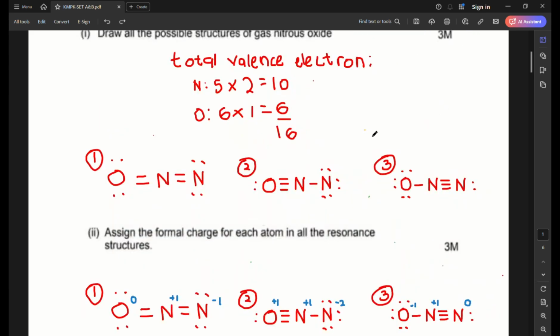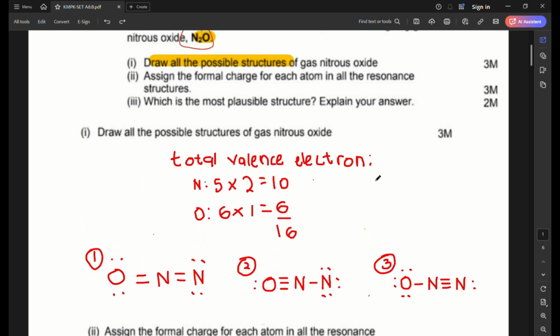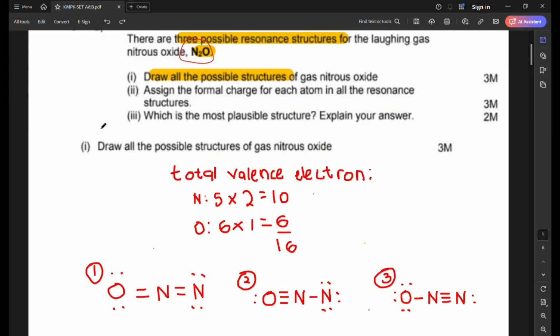Once you get that figured out, you can see that all of these are already in stable octet: 2, 4, 6, 8; 2, 4, 6, 8; 2, 4, 6, 8. For oxygen, 2, 4, 6, 8. For the nitrogen, 2, 4, 6, 8. So all of these are octet, and also for Lewis structure number 3. So that means all of these are the possible structures for nitrous oxide.